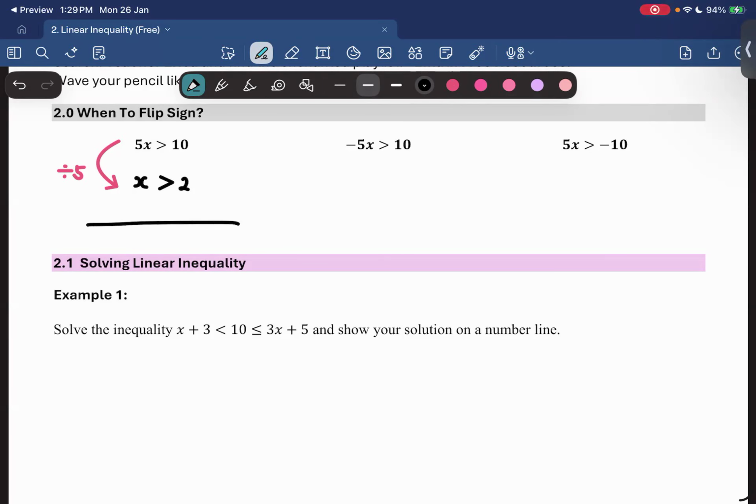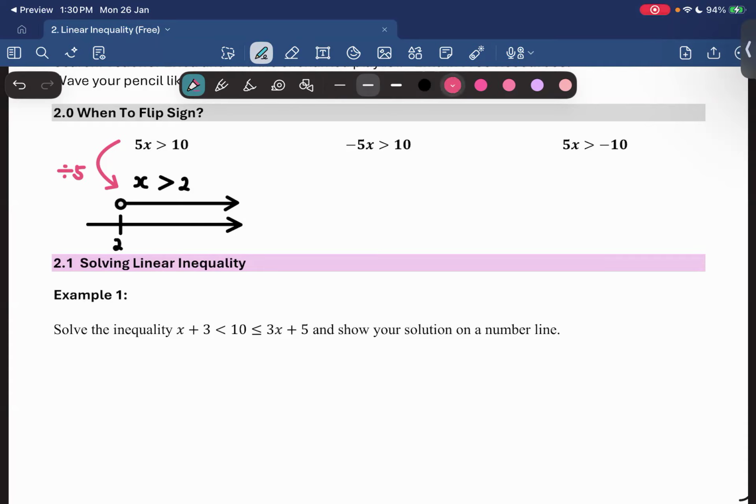So if I were to draw a number line, all right, we have 2 over here. So for more than, your circle is not colored, and then you just draw an arrow over here. So let's say I'm talking about the smallest integer, right? Smallest integer means whole number, right? So the smallest integer will be 3. Okay, not 2, because it has to be more than 2.